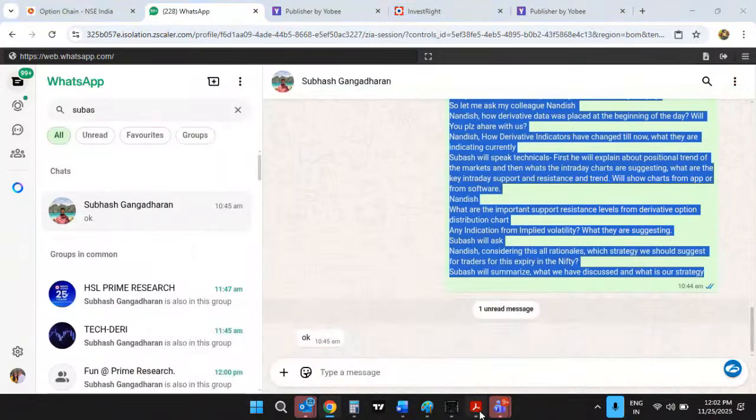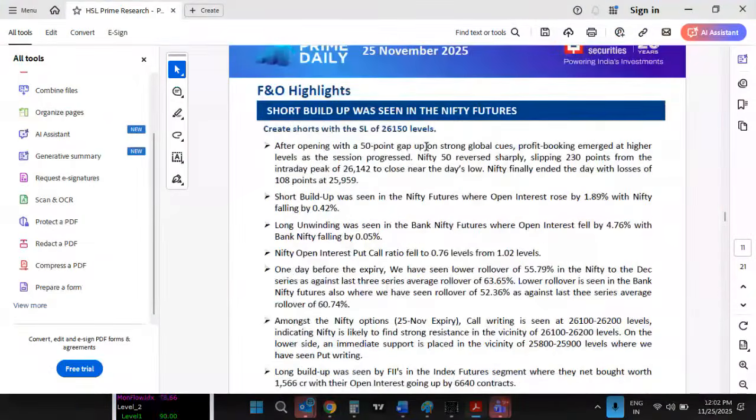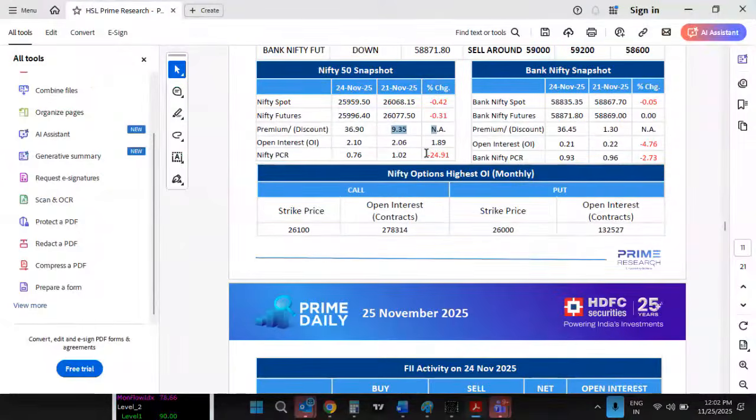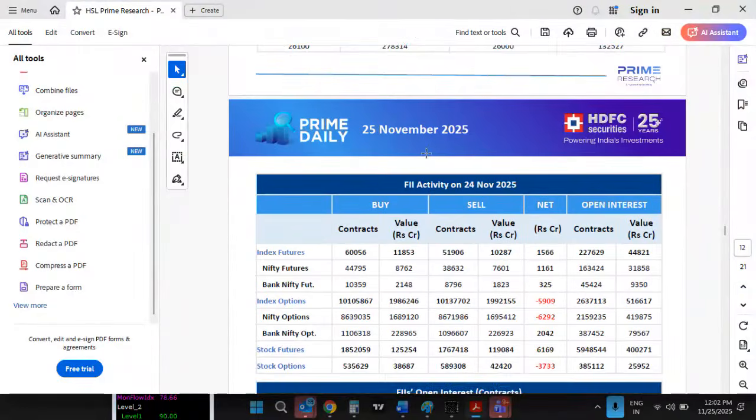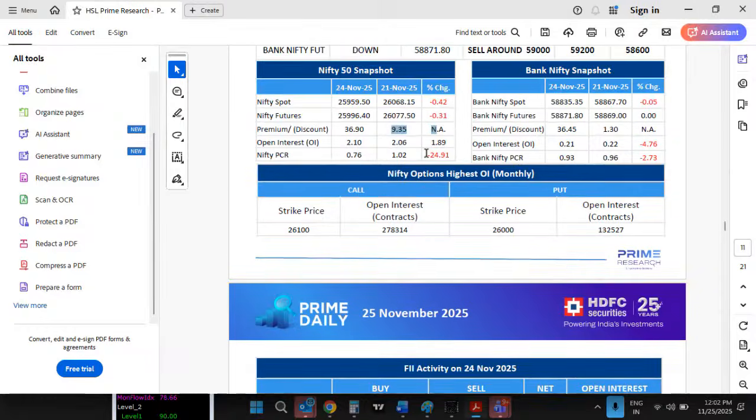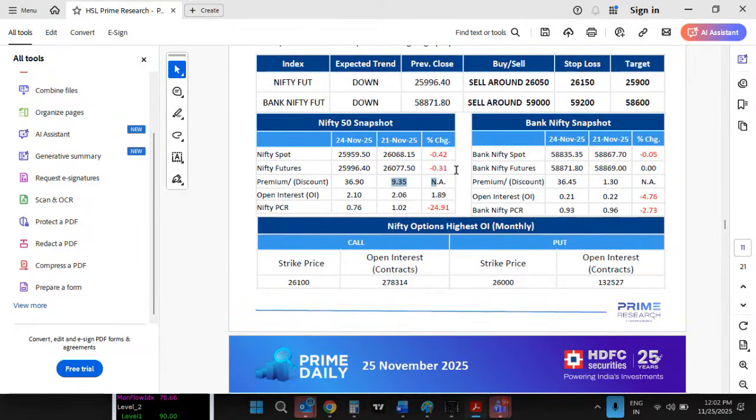Is my screen visible? Ravi, is my screen visible? Yeah, it's visible. So let's start with yesterday's data.